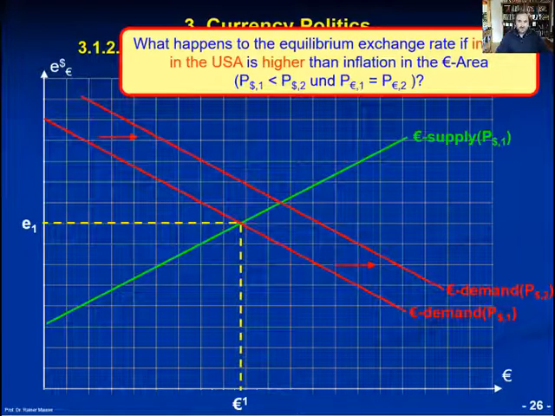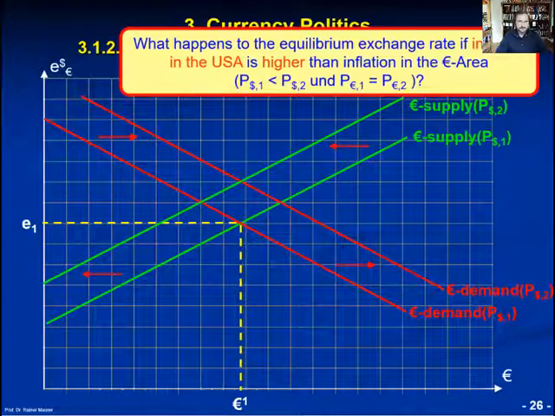Since fewer Europeans want to buy goods in the USA because US prices are now more expensive, Europeans demand less dollar and hence supply less euro to the foreign exchange market. Consequently, the euro supply curve shifts to the left. As a result, the euro appreciates against the dollar. The new intersection point lies here on a higher level as before.